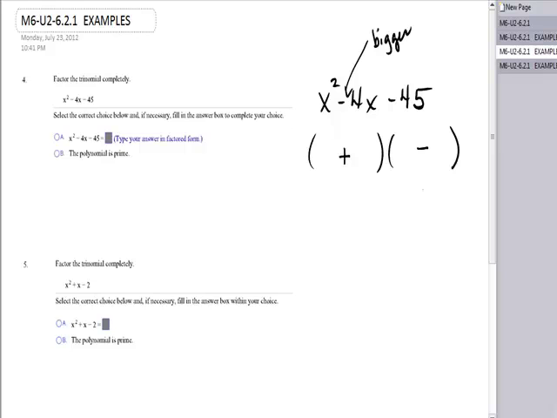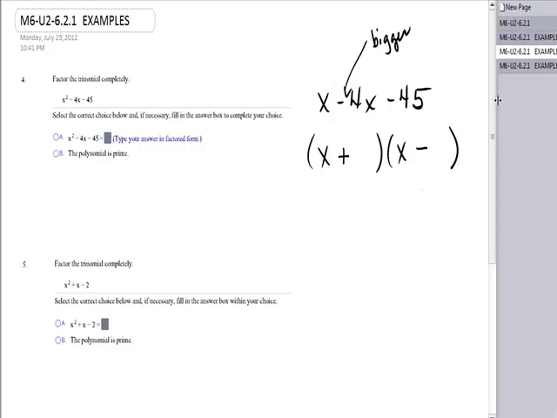All right, so I know x times x gives me x squared. I have factors of 45. Well, 1 times 45 gives you 45. 2 doesn't go into it, but 3 does. 3 times 15. 4 doesn't, but 5 does. 5 times 9. 6 doesn't. 7 doesn't. 8 doesn't. Back to 9. All right, so I have all the factors.